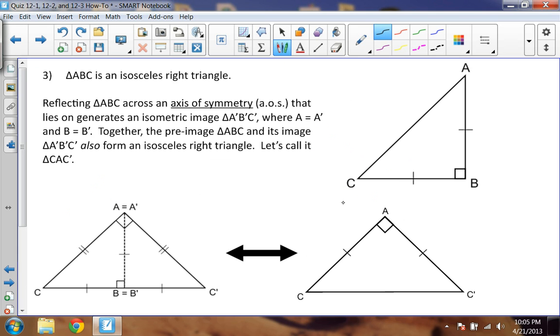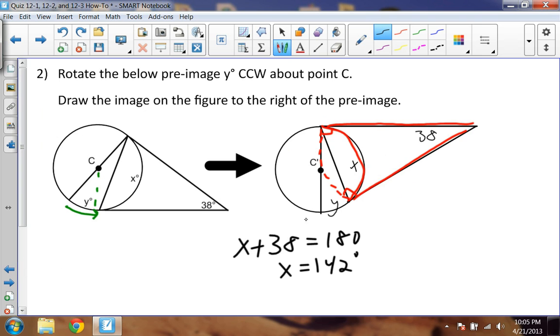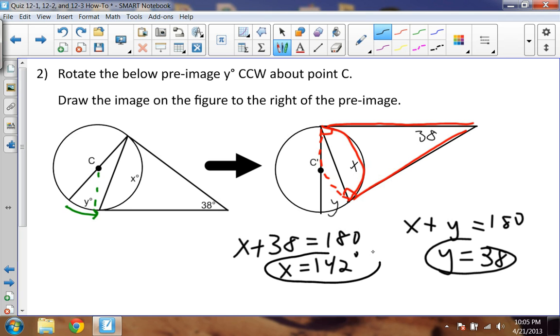To solve for y, x and y together form a semicircle. Because this is a diameter, you know this is 180, and so is this. So if x plus y is 180, you can either substitute x and do that, or you can say, so is x plus 38. X plus 38 is 180. X plus y is 180. Oh, y equals 38. So there you go. And hopefully you got some bonus points on that.